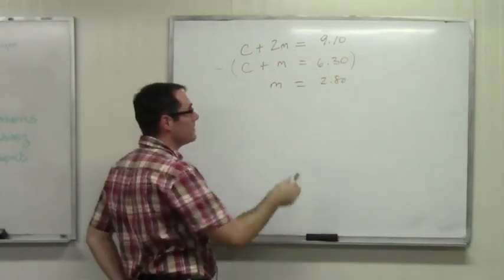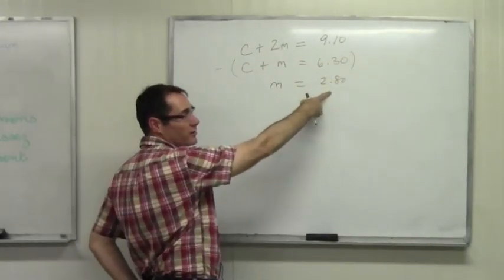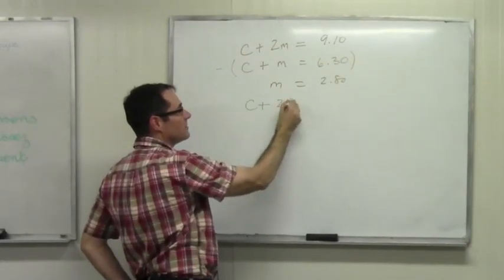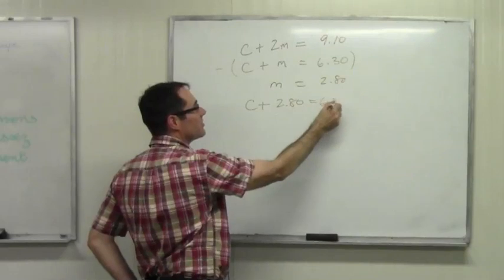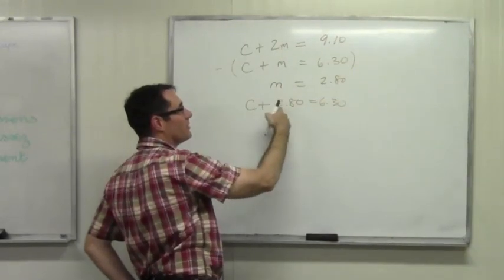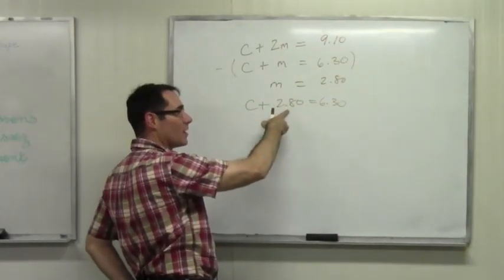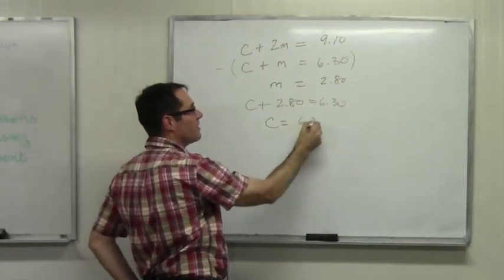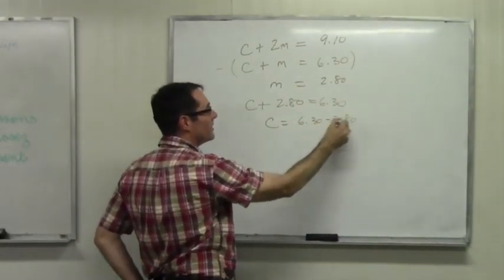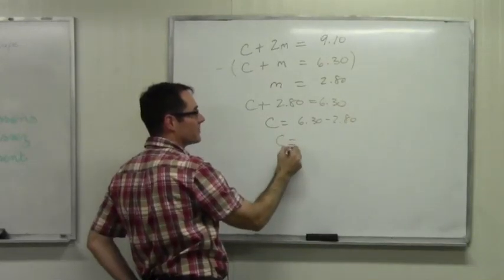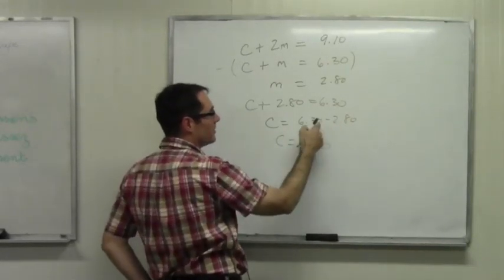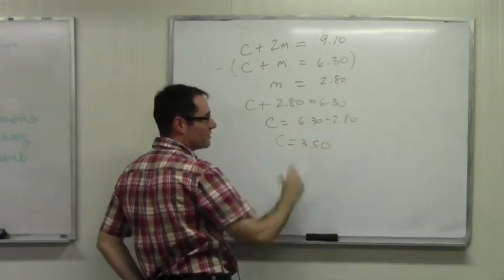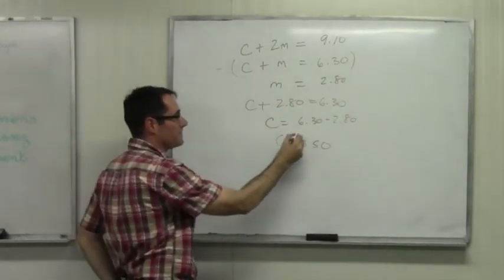Cool. All right. Once you know how much a muffin's worth, well, you know that a coffee plus a muffin equals 630. Just substitute the amount for a muffin in for where m is. Subtract both sides, and you get that a coffee equals 630 minus 280, which is what? 13 minus 8 is 5. There you go, $3.50.